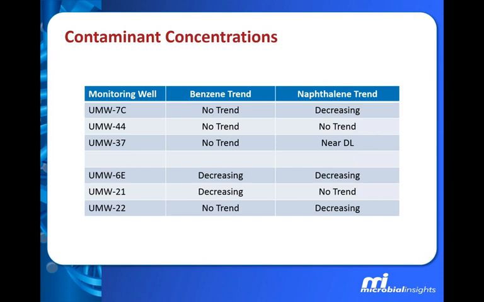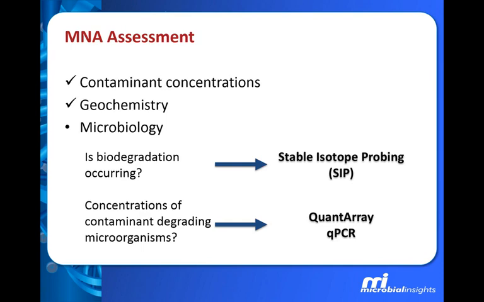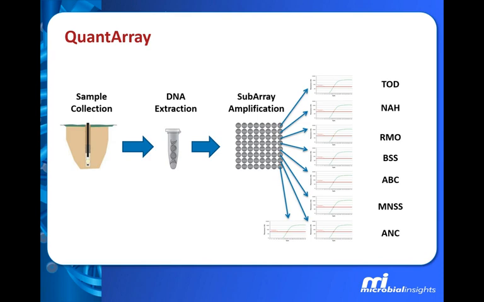Looking at the trends over time in the contaminant concentrations, again, I'm going to focus on naphthalene. In some cases you're seeing decreasing naphthalene concentrations. In some cases, you're not seeing any trend. And in one case, we're near the detection limit. So there is some evidence from the contaminant concentration that perhaps naphthalene is being biodegraded. But we would like to add to that by doing stable isotope probing and also doing some qPCR using a quantarray to look at multiple catabolic genes to add some more evidence.